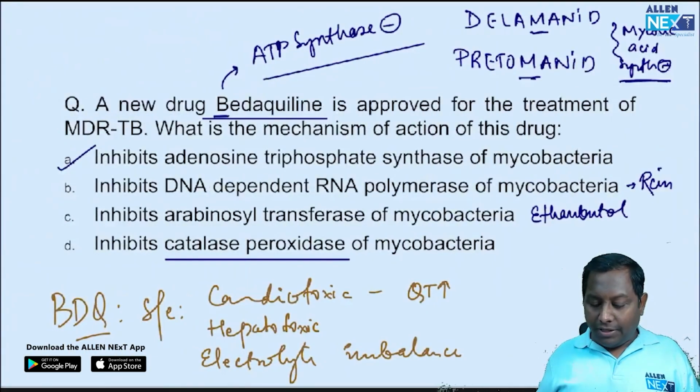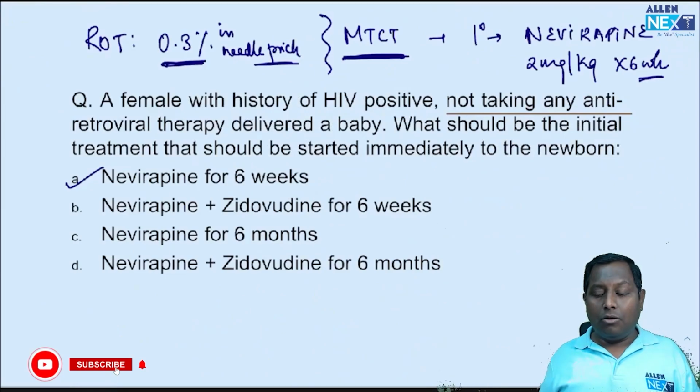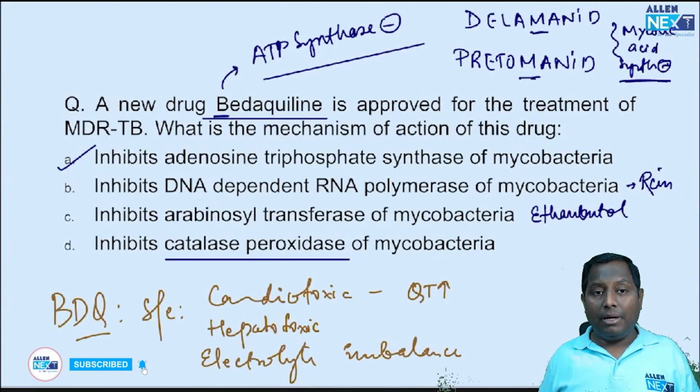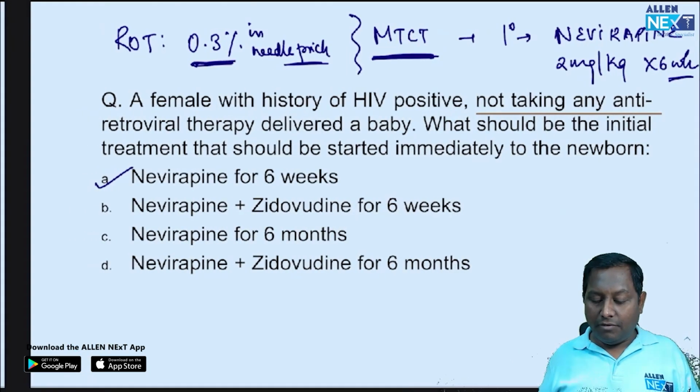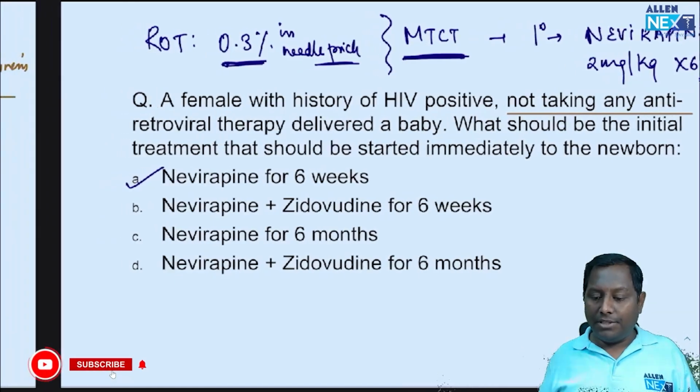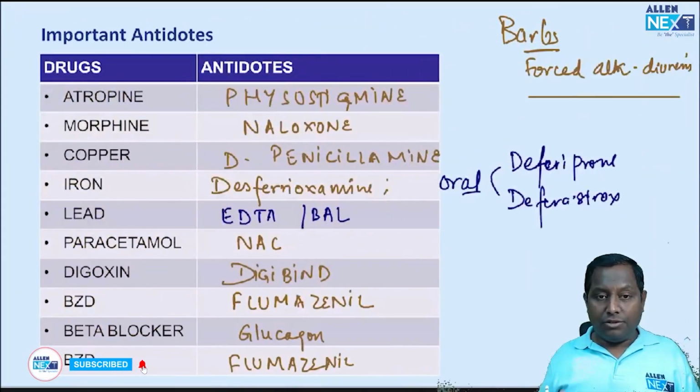Bedaquiline, mechanism of action they asked. So ATP B or A, ATP synthase inhibitor. And do remember about other, that is delamanid, pretomanid, that is mycolic acid synthesis inhibitor. For prevention of mother to child transmission, nevirapine for 6 weeks will be given 2 mg per kg. Immediately will be starting, within 72 hours we should start.